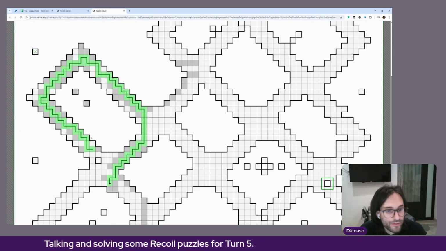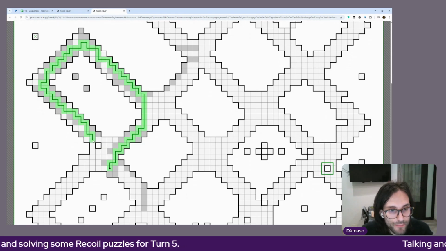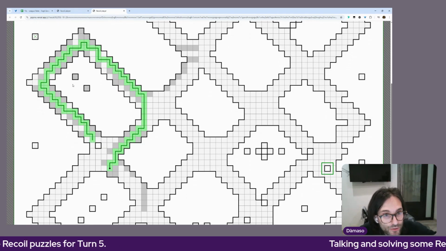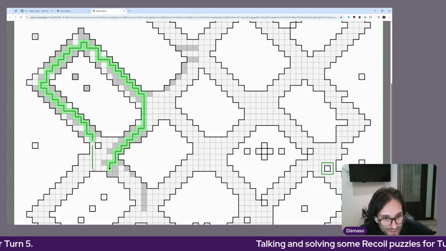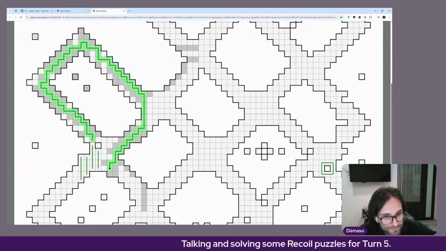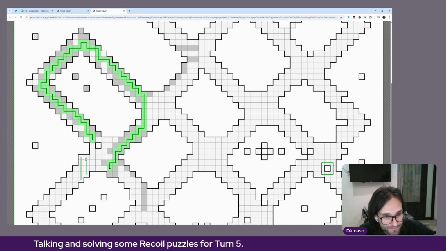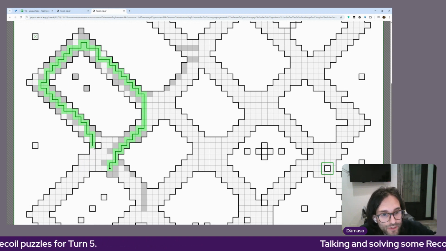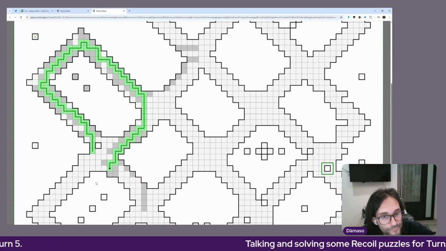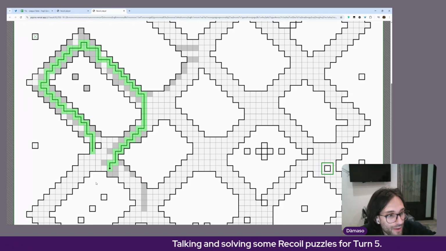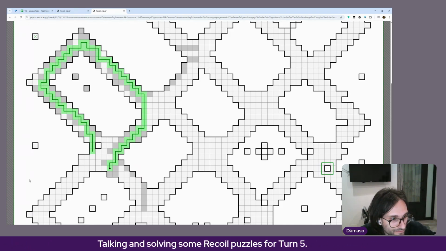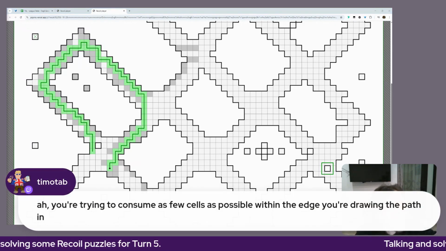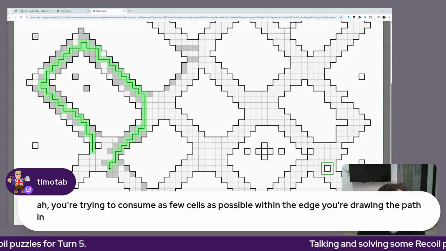Okay, I go here and then here. Okay, nice. I'm here. I'm literally trying to use as few cells as possible in these. That's my plan at the moment. Now, see what happens if I try to go down again. I'm done. Yes, I'm trying to consume as few cells as possible within the edge.